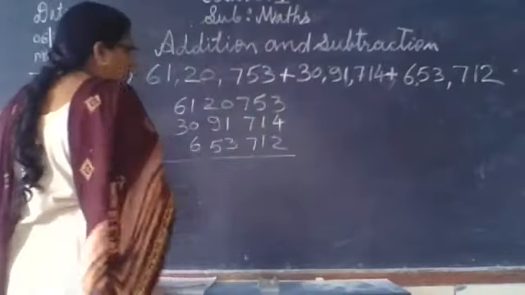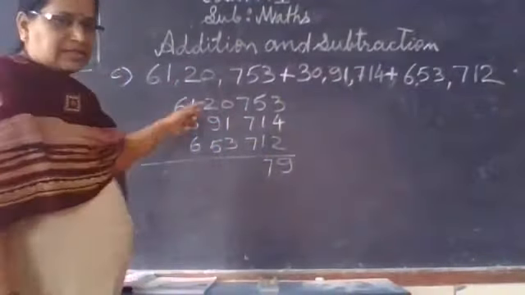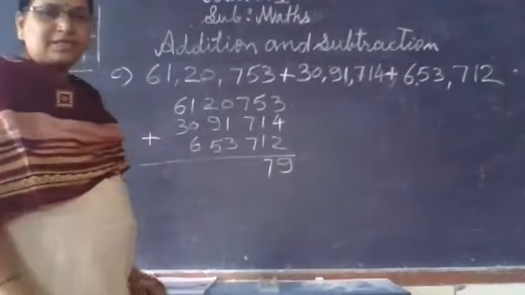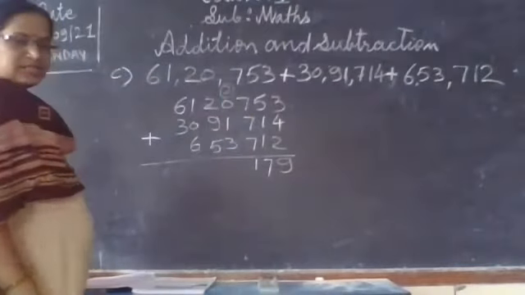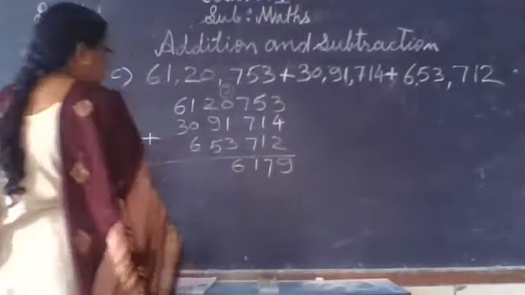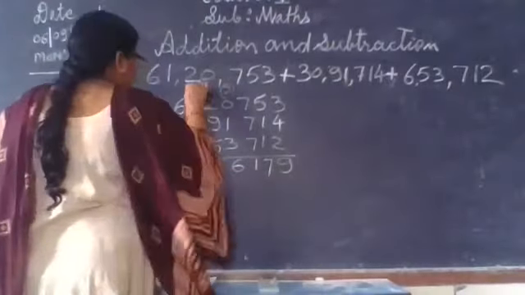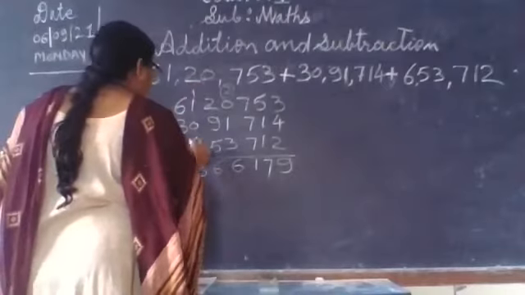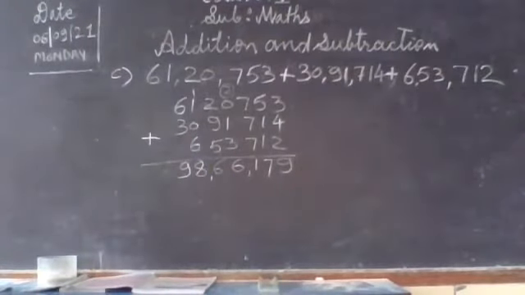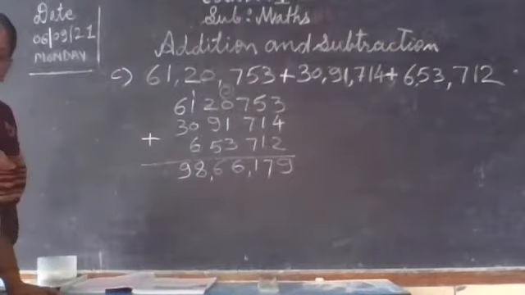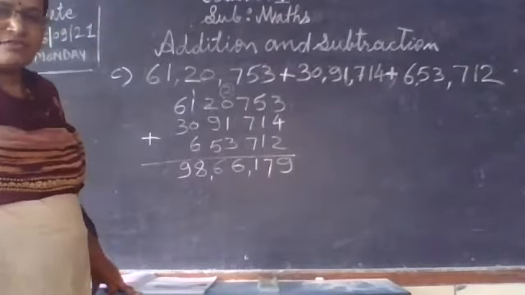So 4 plus 3, 7 plus 2, 9. 5, 6, 7. 7 plus 7, 14. 14 plus 7, 21. Carry over 2 here. 2 plus 1, 3 plus 3, 6. 9 plus 2, 11 plus 5, 16. 6, 7, 8. Got it, children? Yes. So let's try one more question.